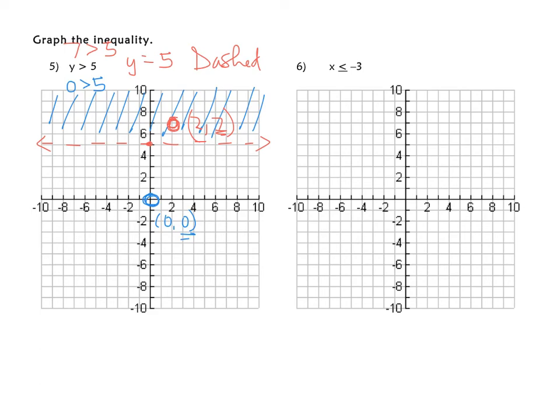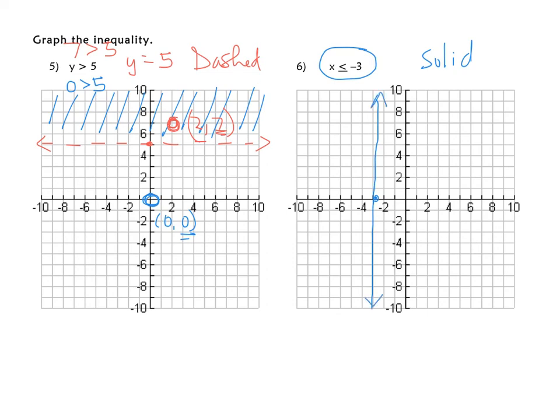All right, let's look at number 6. x is less than or equal to -3. I am going to graph a vertical line at -3. Since it's less than or equal to, I am going to use a solid line. Remember, it's going to cross the x-axis at -3, so I'm going to graph a solid line.